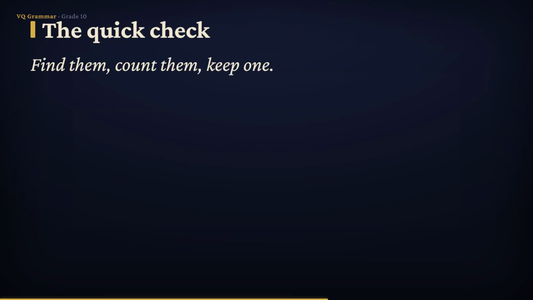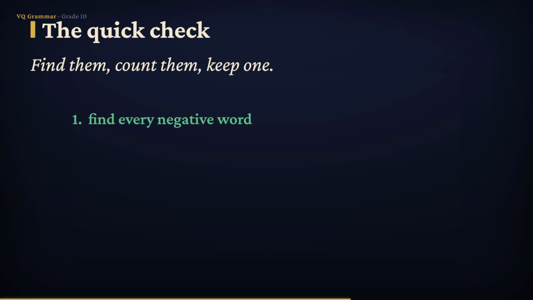Let's boil the whole lesson down into a check you can run in a couple of seconds. Step 1. Read the clause and find every negative word. No, not, none, nothing, nobody, no one, never, nowhere, neither. And don't forget our sneaky 3, hardly, scarcely, and barely.